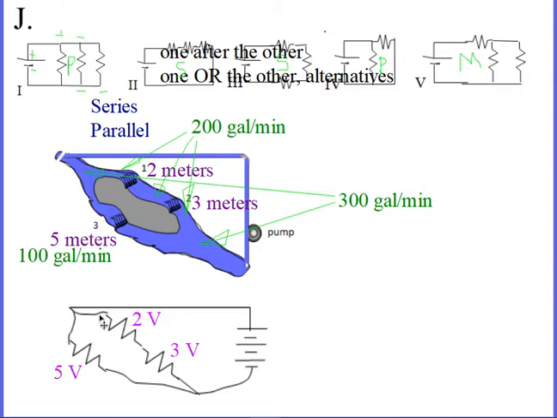In the same way that if there were 2 amps flowing here and 2 amps flowing there, and there was 1 amp flowing here, then it would have to be that there were 3 amps coming in, splitting up, and here where they came together again, the 2 and the 1 amp, it would be 3 amps coming out.